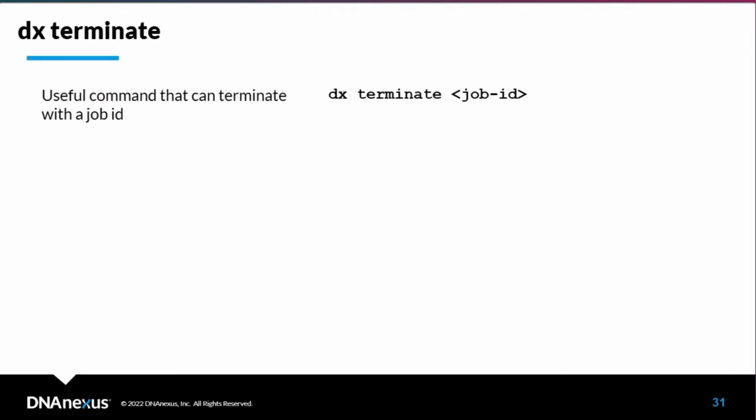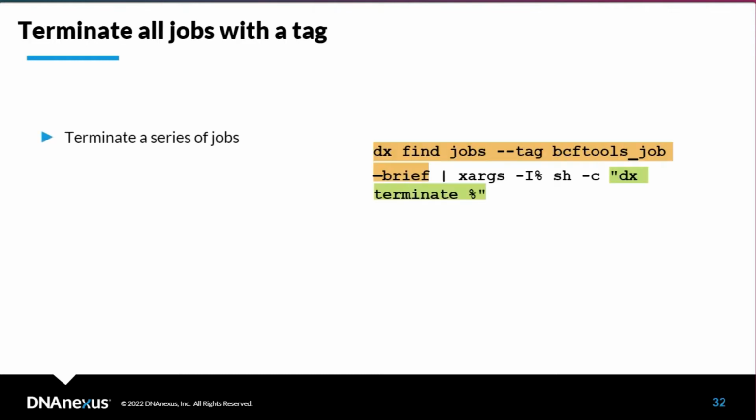So I mentioned dx terminate. You can use dx terminate to terminate a job ID. But say you have a bunch of jobs that have a particular tag and you want to terminate them. There is another command called dxFindJobs, so we can find all of the jobs that have a particular tag. We can pass that list of jobs into dx terminate using xargs and terminate that series of jobs. This has saved my bacon. This is why you want to make sure to tag your jobs.